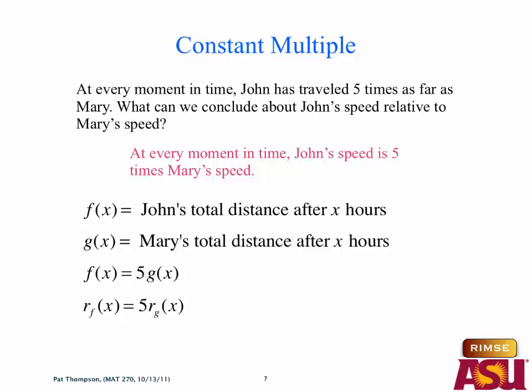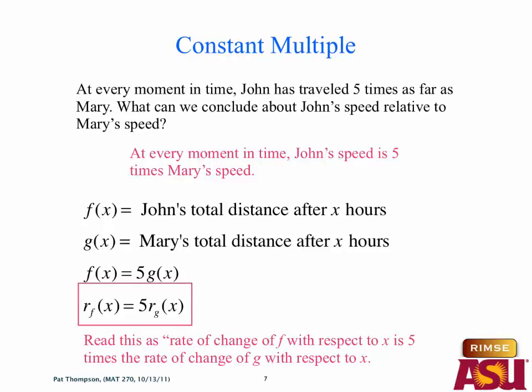So if you have a constant times an accumulation function and you want the rate of change, the rate of change function is 5 times the rate of change of that function it was multiplied by. Generally, we're going to read this as the rate of change of f with respect to x is 5 times the rate of change of g with respect to x.